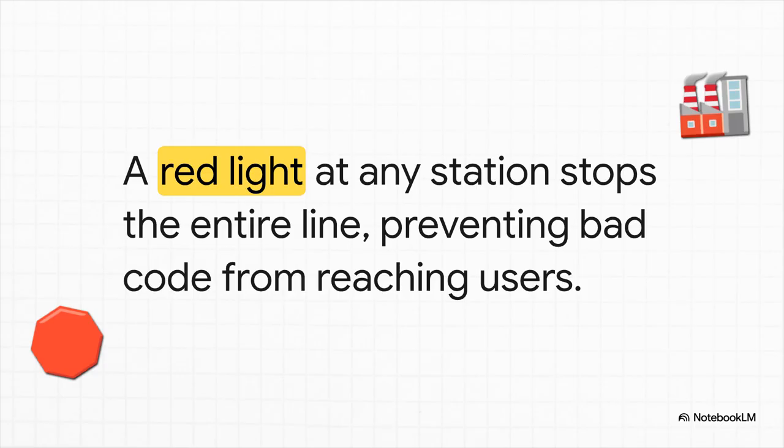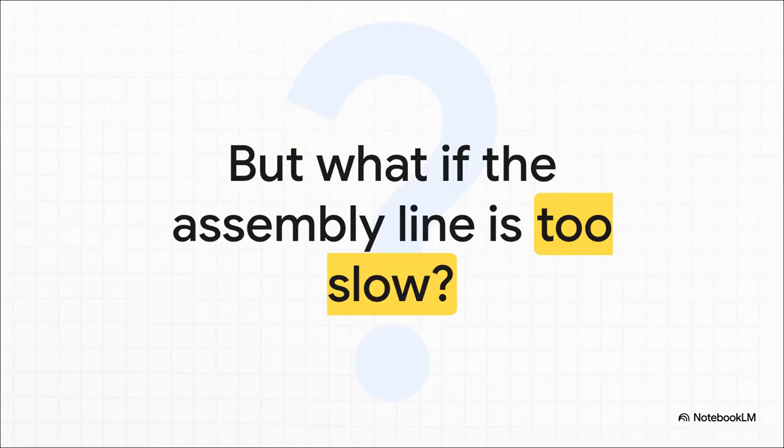If any one of those stations finds a problem, a failed test, a security issue, anything, the entire line stops. A big red light goes off. This is what prevents bad code from ever reaching the end of the line, and more importantly, from ever reaching your users.